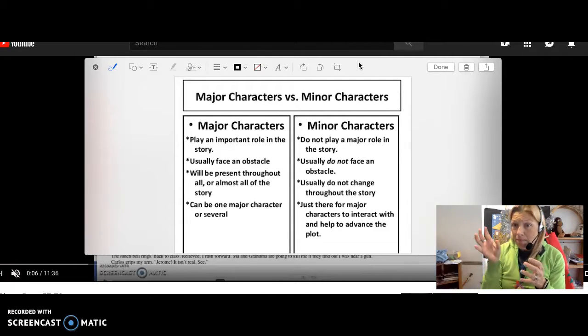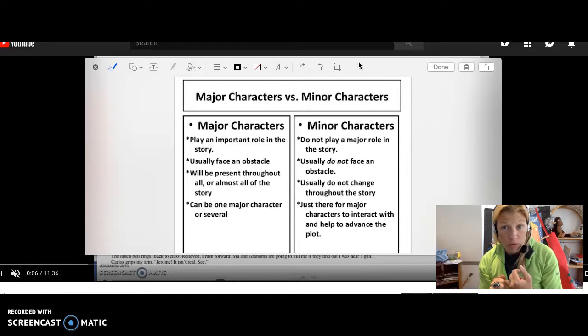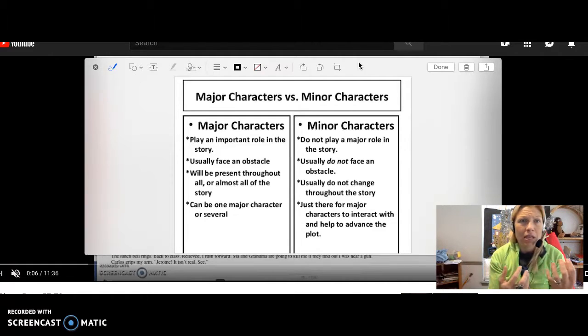And then looking at minor characters, they do not play a major role in the story. They usually do not face an obstacle. They usually do not change throughout the story. And they're just there for major characters to interact with and help fill in some of the gaps of that plot. Think about plays and movies that you've seen and some of those extra characters that might have come into one or two scenes, but aren't significant in the interaction of the major story, the themes, and the lessons that are happening.